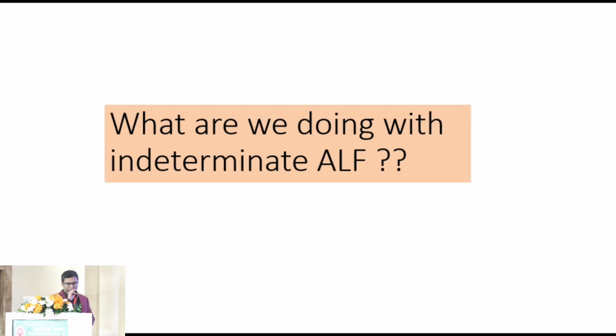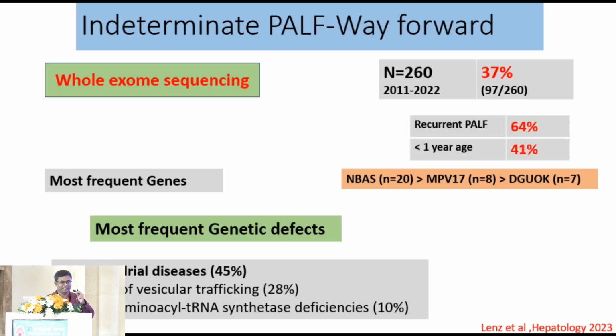So now we are progressing towards indeterminate ALF. This is one group where we don't have any etiology, even after a basic workup. We do a viral workup for A, B, E, and ceruloplasmin, sometimes an autoimmune workup also, but we find nothing. So we are trying to find out what is going on. In children, we always think it's genetics.